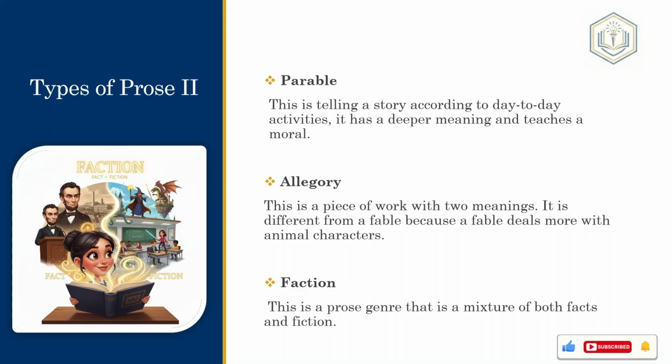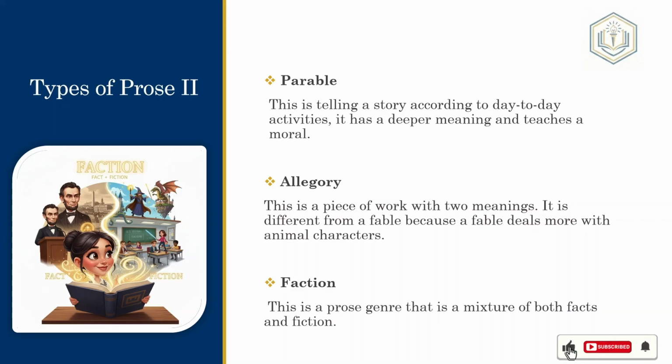So if you can just put it in mind and tell yourself, all fables are allegories, but not all allegories are fables, because allegories can have human characters, but fables must always have animal characters. So next thing is a faction. A faction is a prose genre that is a mixture of both fact and fiction. A perfect example of a faction is Half of a Yellow Sun by Chimamanda Ngozi Adichie.